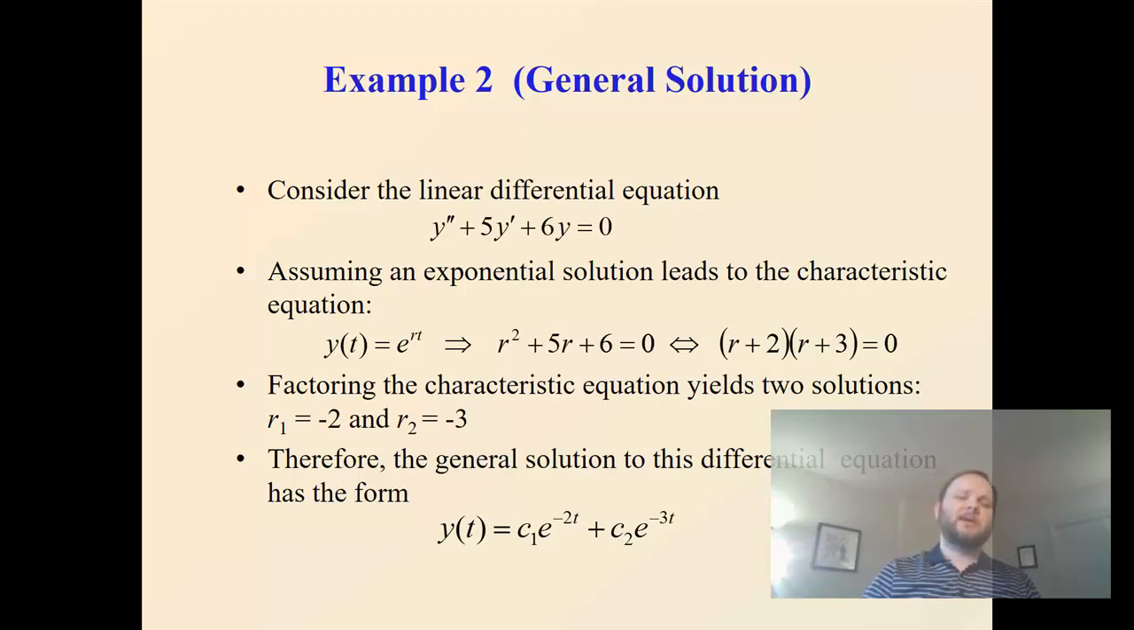I mean, take a look at this case. Y double prime plus 5y prime plus 6y is equal to 0. Plugging in my assumption, e to the rt, and it's just an assumption, into the differential equation, we get r squared plus 5r plus 6 is equal to 0, which is easily factorable, giving us roots of -2 and -3. So therefore, the general solution is c1 e to the -2t plus c2 e to the -3t.